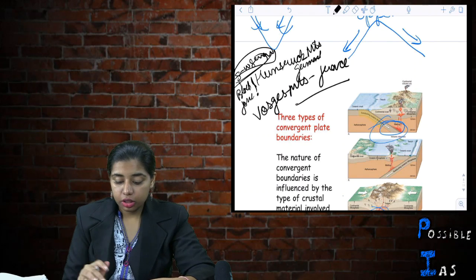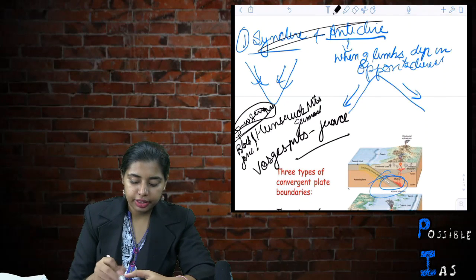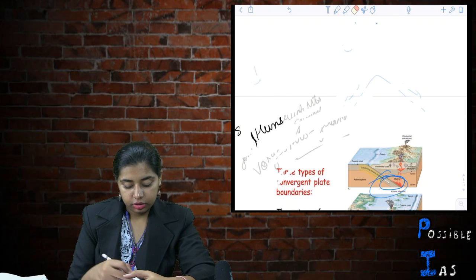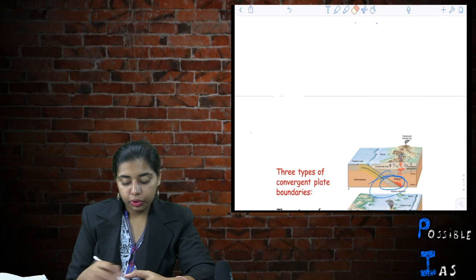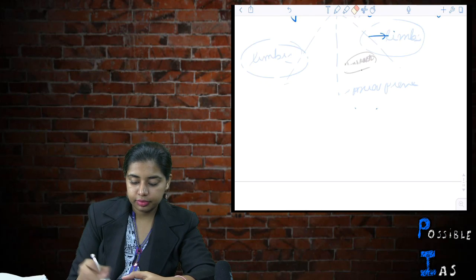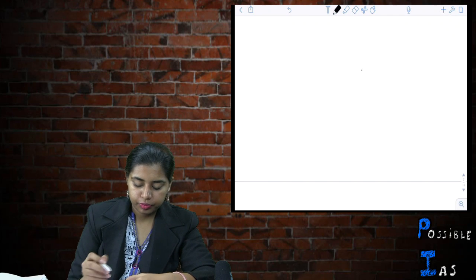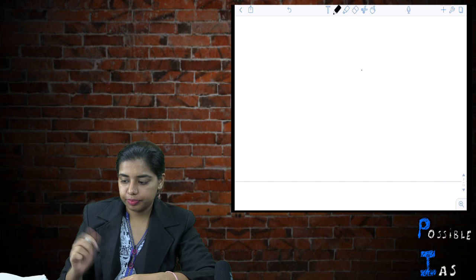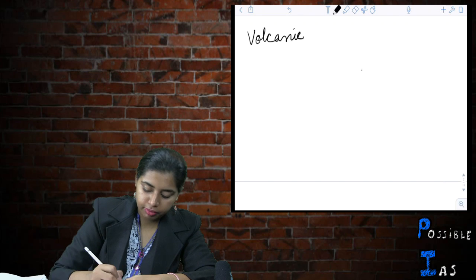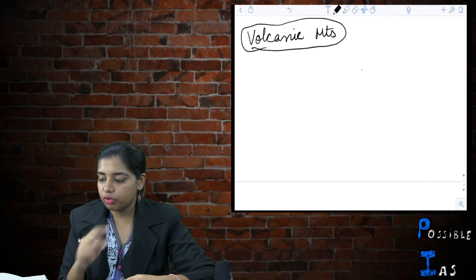Now the next type of mountains. First was fold mountains. Second was block mountains. Now the third type is known as volcanic. These are the mountains which are formed because of volcanism.